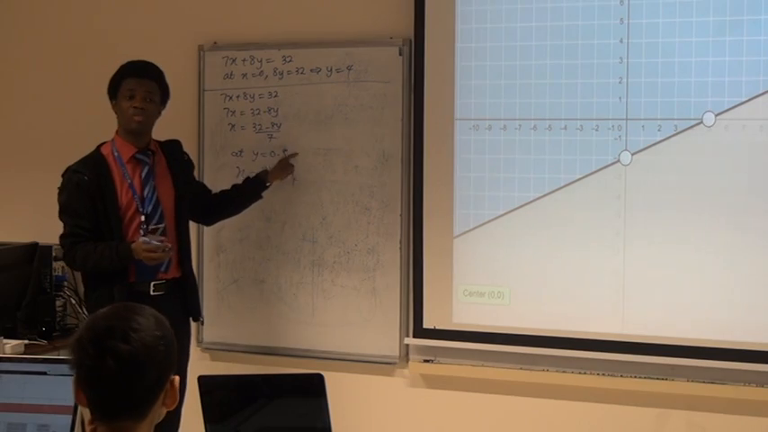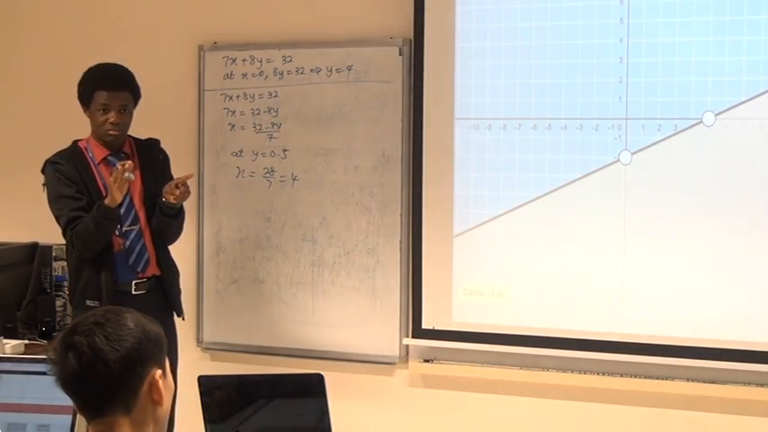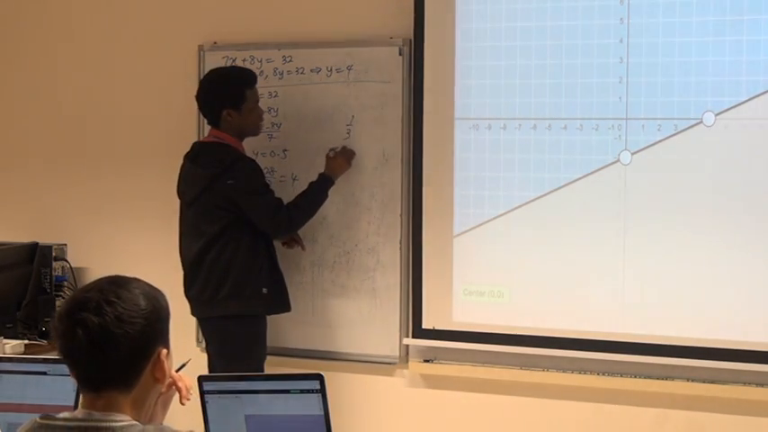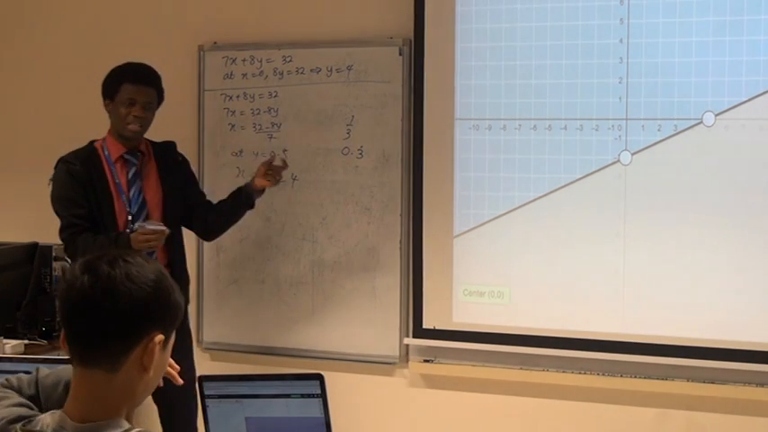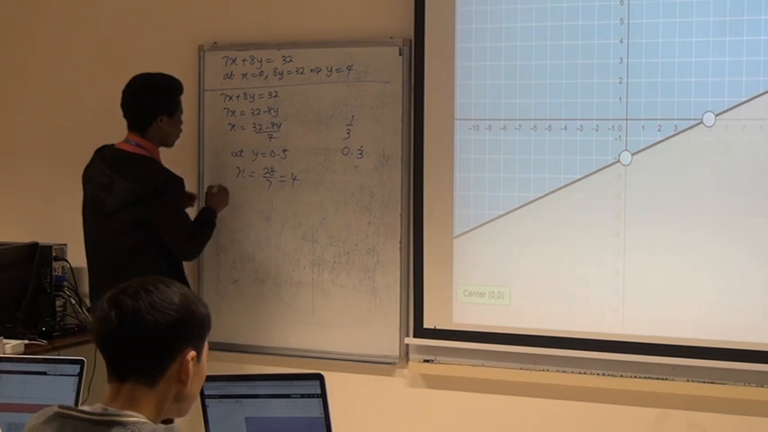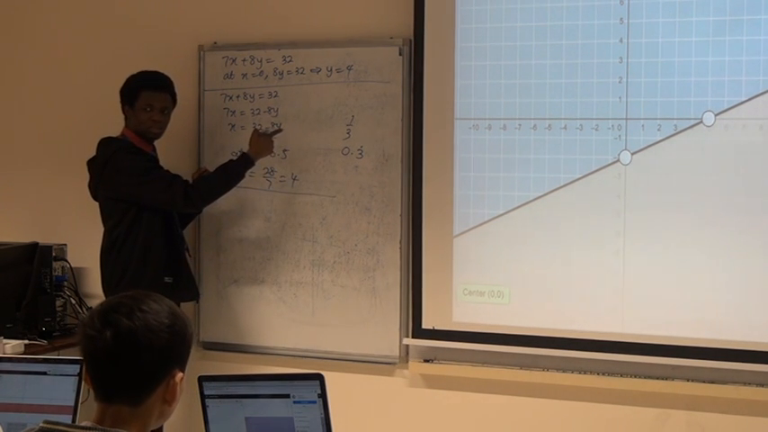0.5 I chose because I can deduce that from the middle of the line. Do you agree with me? But when I have 1 over 3, this will be 0.3333. You can't really say this is the exact point. Do you understand? So this is one way you can do it. You can also think of another number. Do you understand what I mean?